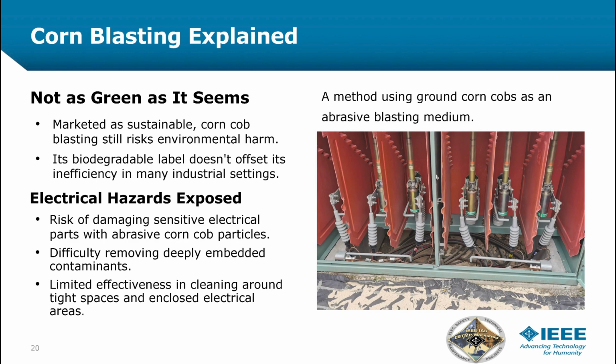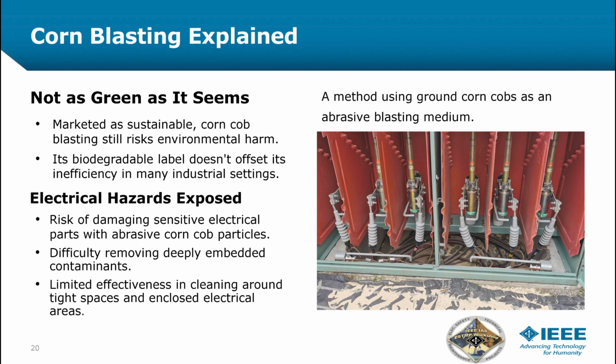Corn blasting. It's not as green as it actually seems. What we do is we take ground up corn cobs and we blast them under high pressure, much like sandblasting, and it ends up being in the environment. It's very harmful. It's biodegradable on its label, but what it does is introduce a whole bunch of material into the ecosystem inside the switching cubicles, transformers, and the high voltage equipment that we're working with.